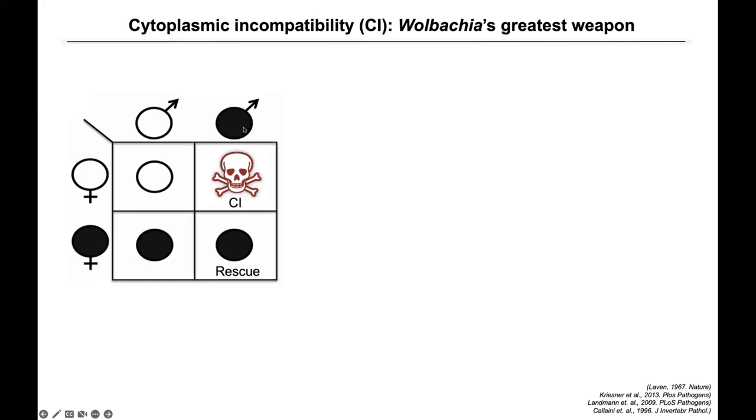In the other case, when the CI-causing male mates with an uninfected female, the offspring die. When it mates with an infected female, this female rescues this lethality. The offspring are healthy and they inherit Wolbachia. So in all these cases, you can appreciate that infected females are at the advantage because Wolbachia provides a benefit to these females to pass itself to the next generations. And that's how it uses CI as its greatest weapon to spread itself throughout the host populations.